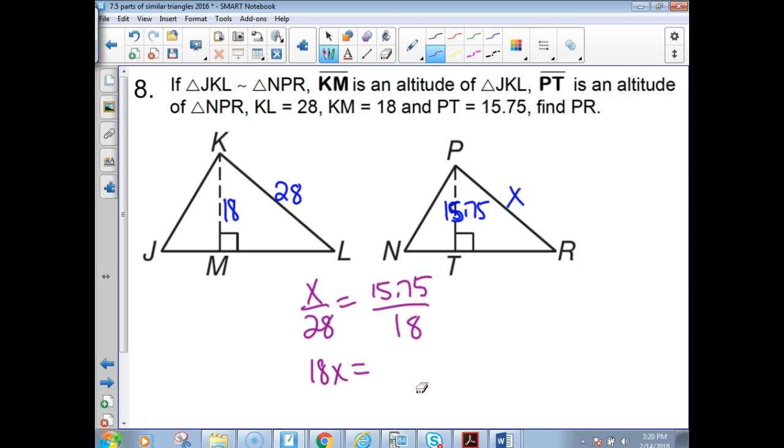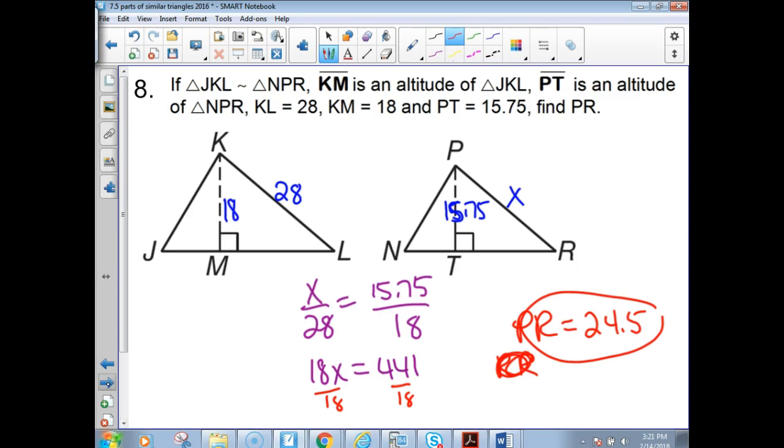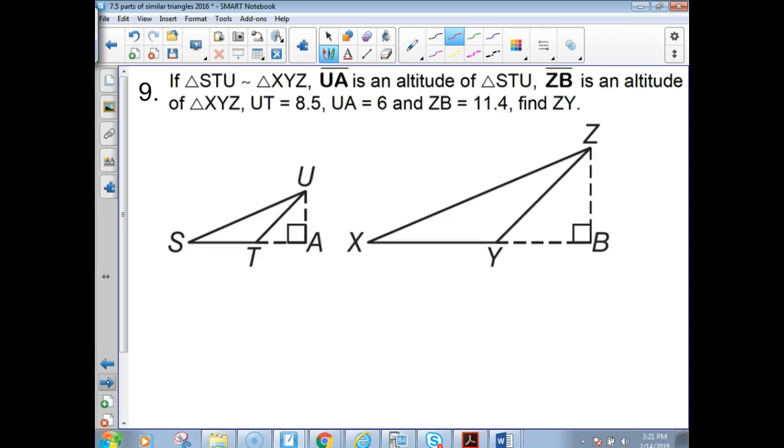Did anybody do that yet? 441? Okay. And then dividing by 18, that's 24.5. Okay, so P to R, PR is 25 point, I'm sorry, I already messed up. 25 point what? 24.5. I transposed my numbers. Thanks. All right, you are the ones with the calculators.